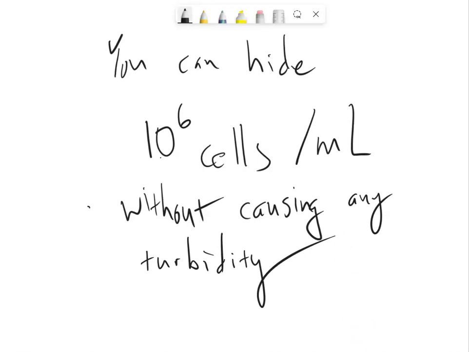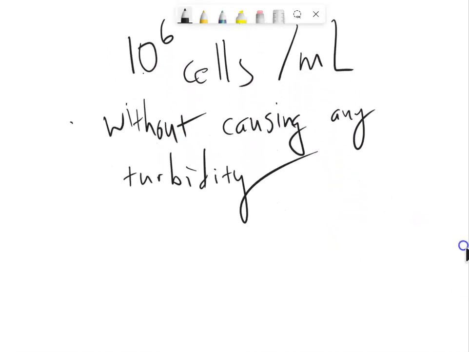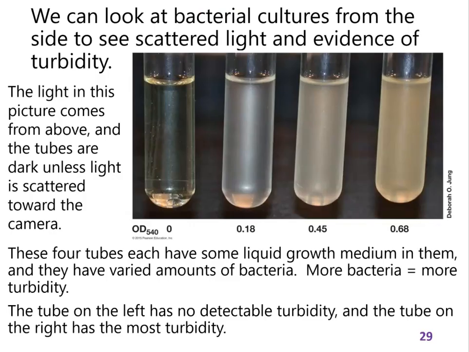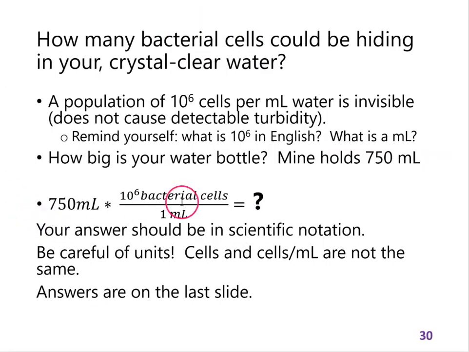So what we can do with this, we can relate this to a volume of water we might know about. So what about a water bottle? How many cells could be hiding in your crystal clear water bottle? Well, a lot of water bottles I've seen hold 750 milliliters. And so if every one of those single milliliters has 10 to the 6th bacterial cells in it, it'll still be crystal clear. But how many would you be drinking if you drank the whole water bottle? How many bacterial cells would you be drinking?